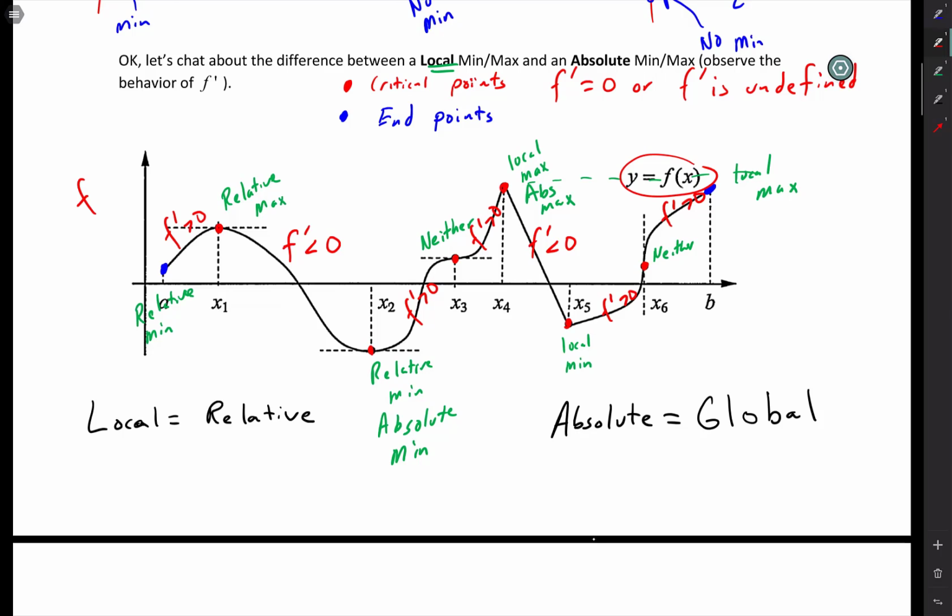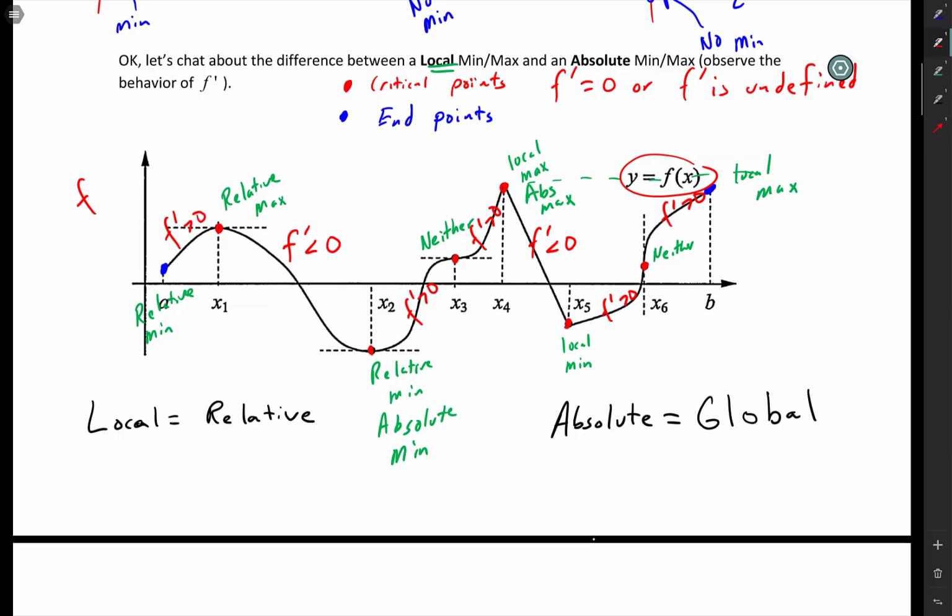You guys ready? Let's observe what is happening at our critical points. Look at x1. To the left of x1, my derivative was positive, but to the right of x1, my derivative is negative. And note that we have a max there. Positive to negative, max. To the left of x2, the derivative is negative. To the right of x2, the derivative is positive. Negative to positive, I have a min there.